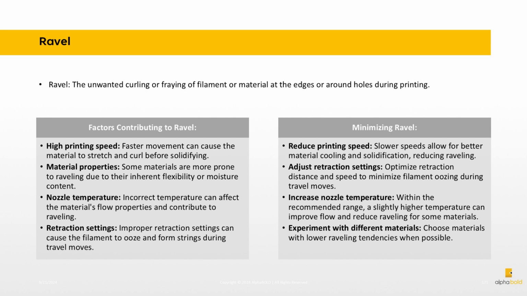Minimizing raveling. Reduce printing speed. Slower speeds allow for better material cooling and solidification, reducing raveling. Adjust retraction settings. Optimize retraction distance and speed to minimize filament oozing during travel moves. Increase nozzle temperature. Within the recommended range, a slightly higher temperature can improve flow and reduce raveling for some materials. Experiment with different materials. Choose materials with lower raveling tendencies when possible.